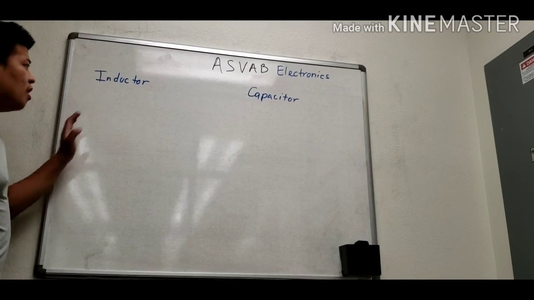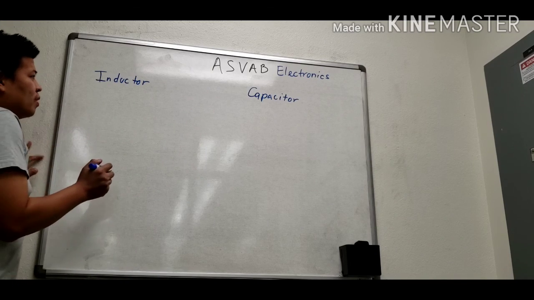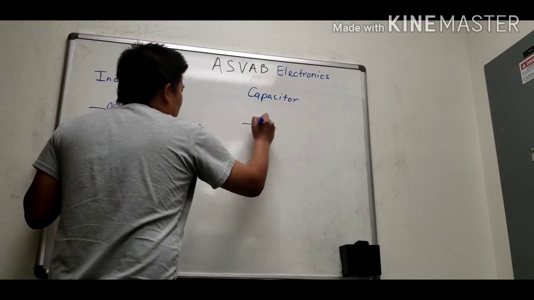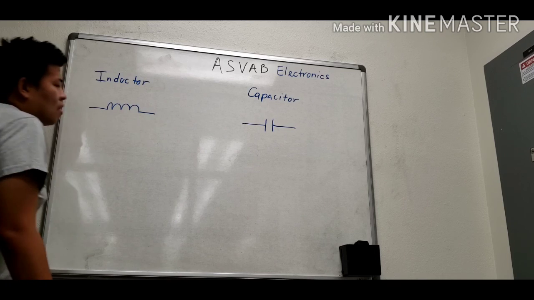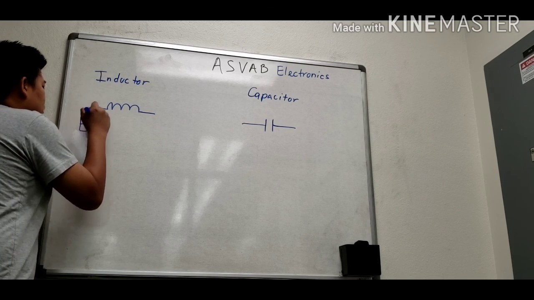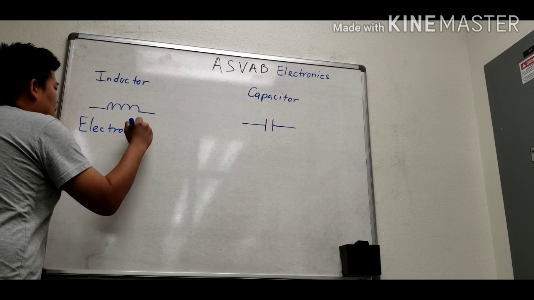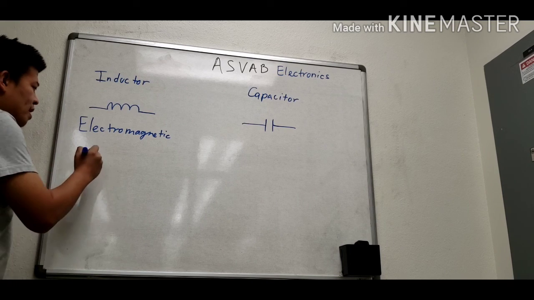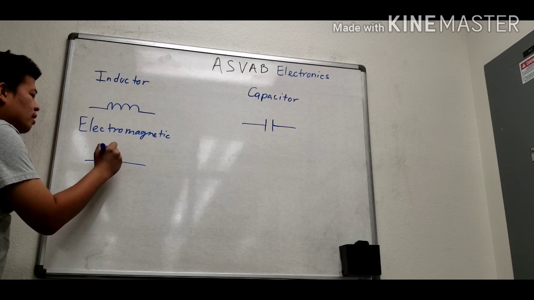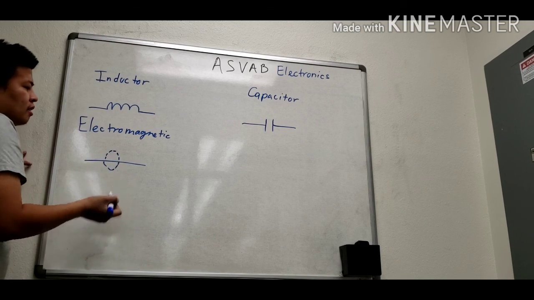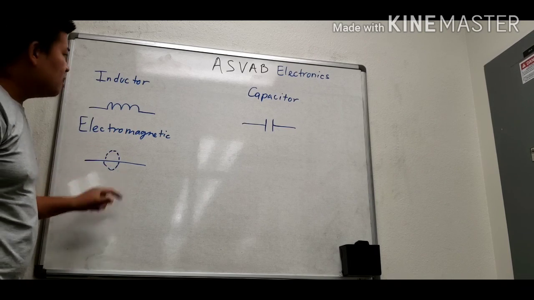Talk about inductor and capacitor. Inductor, we have the symbol like this, and capacitor, they will have the symbol like this. On the ASVAB, they will ask what the difference is between inductor and capacitor. An inductor can create an electromagnetic field. Moreover, when electrons go through the wire, they still create an electromagnetic field surrounding the wire, and that's important for the test.